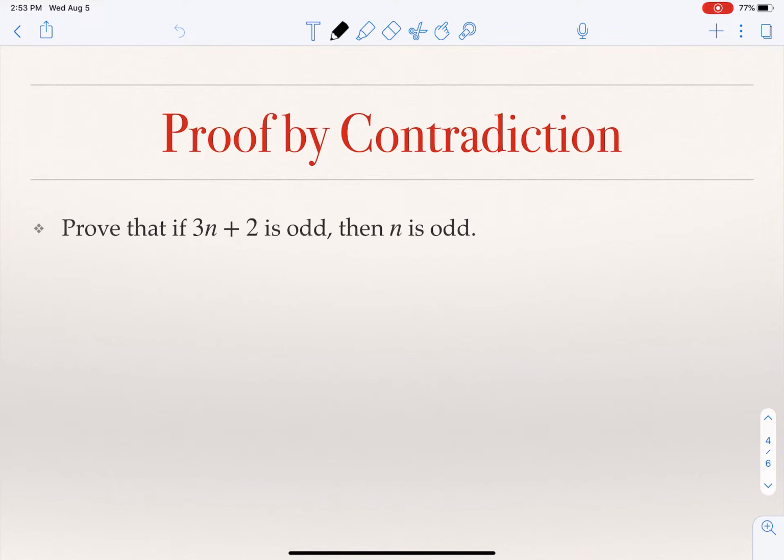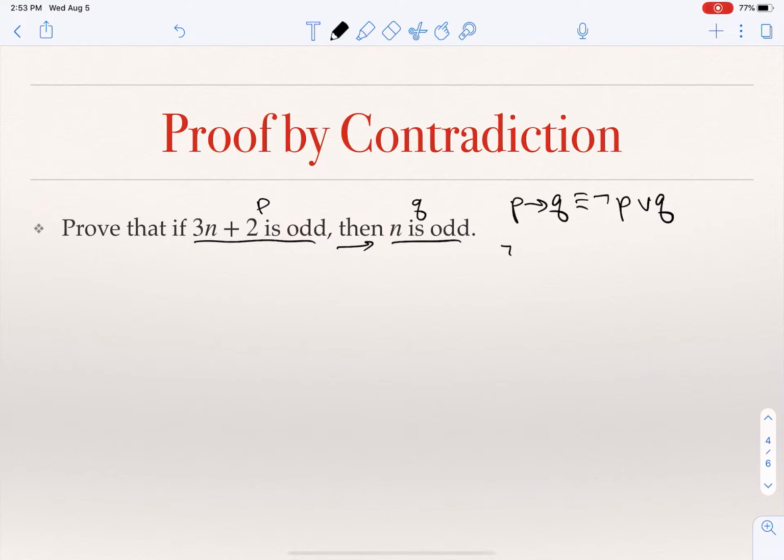So suppose I want to prove that if 3n plus 2 is odd, then n is odd. Here, what is it that I'm trying to prove? That 3n plus 2 is odd implies n is odd. So this is P implies Q. Remember that P implies Q is the same as not P or Q. And the negation of this, by De Morgan's law, is P and not Q.